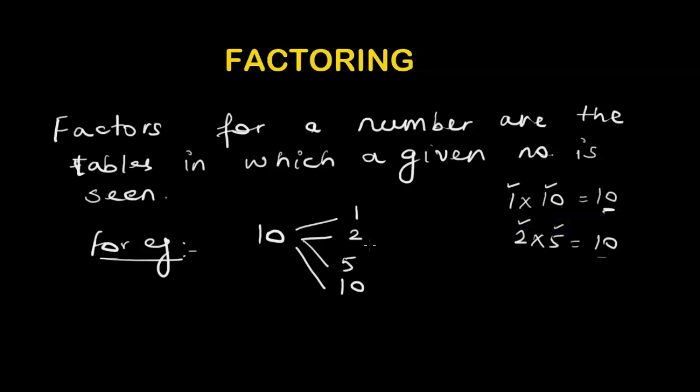After 2, in the table of 3, we do not see 10. Similarly, in the table of 4, we do not see 10. In the table of 5, we see 10, that we have already written. 6, no 10. 7, no 10. 8, we do not see 10. 9, we do not see 10. And in the table of 10, we see 10. So these are the 4 factors of 10. Writing all the factors is also called the rainbow of factors for the given number.